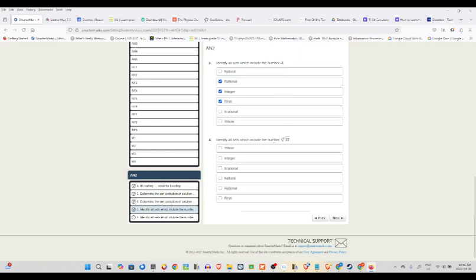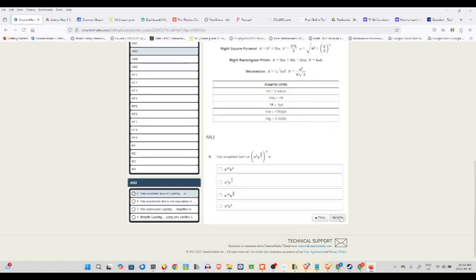Now, which set includes the number cube root of 37? That's not a perfect cube, so that's going to be an irrational number. And all irrational numbers are real. So this concludes coverage of algebra number 2. All right. So moving on to algebra number 3.